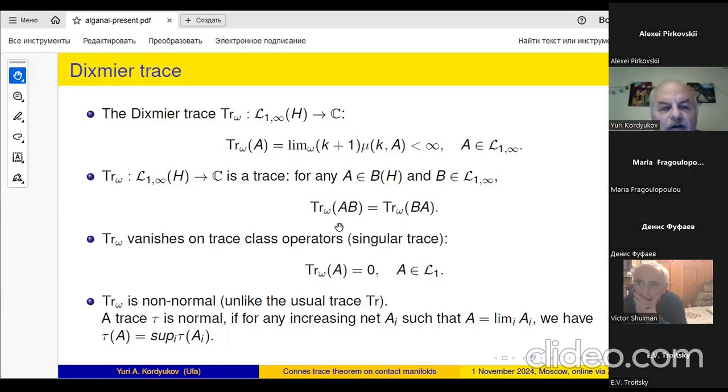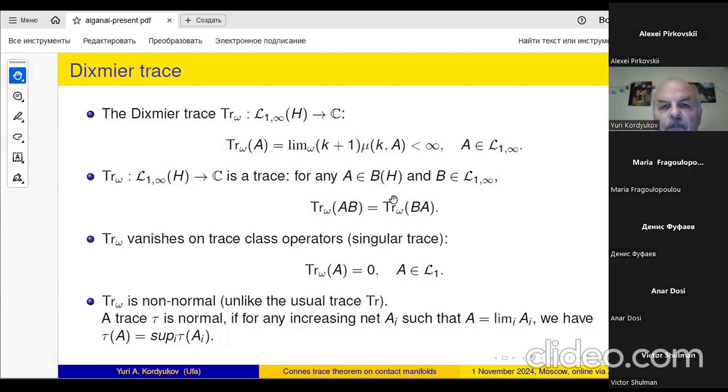But here, not. So I remind you that a trace is normal if, for any increasing net of operators with some limit, we have the corresponding convergence of traces. Only for increasing nets, not for any convergent nets. So these traces are non-normal. And there are plenty of them.